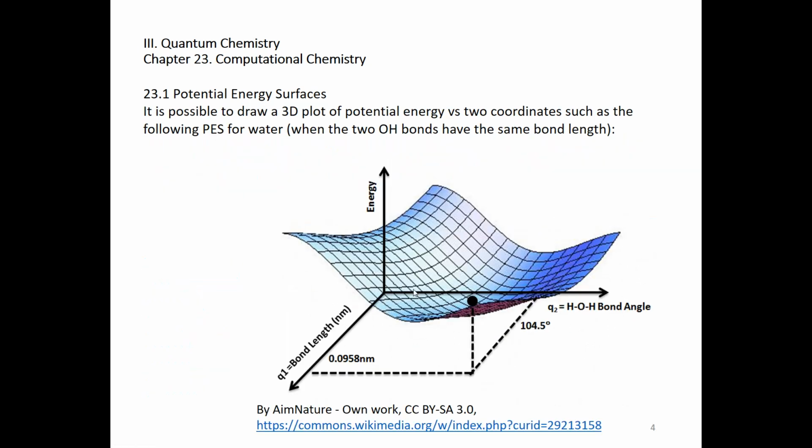It's possible to draw a three-dimensional plot of potential energy versus two coordinates. It's a little hard, but it's possible. So for example, when we have water, there are three internal coordinates. If we force the two OH bonds to have the same bond distance, then there are still two internal coordinates. One is the bond distance, the other is bond angle. So again, the vertical axis is the potential energy, and then we have two other axes. One is the bond distance, the other is bond angle.